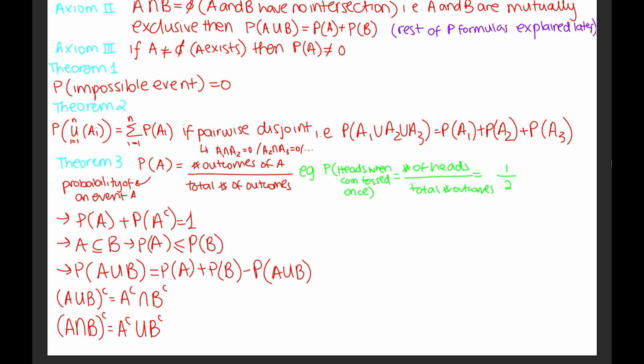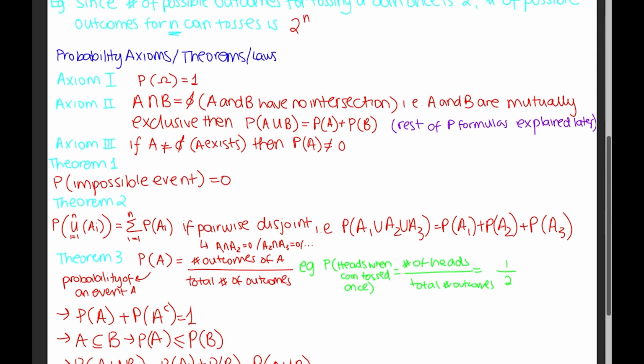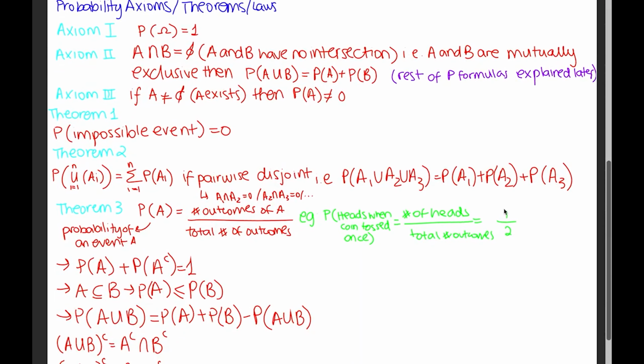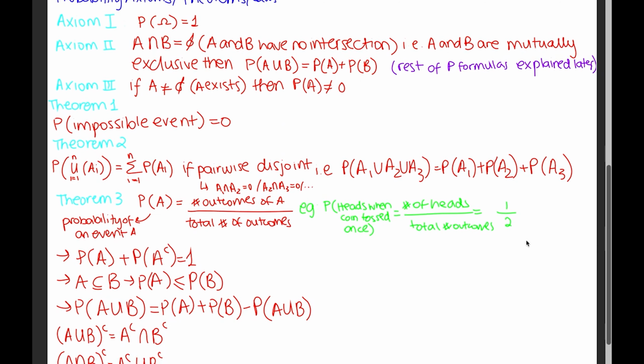Then theorem 3 is that the probability of A is the number of outcomes of A over the total number of outcomes in the sample space. So, for example, the probability of getting heads when a coin is tossed. In the sample space, we already saw for one coin toss that heads appears once and the number of outcomes is 2. So heads is 1 and the total is 2. So the answer would be 1 over 2.